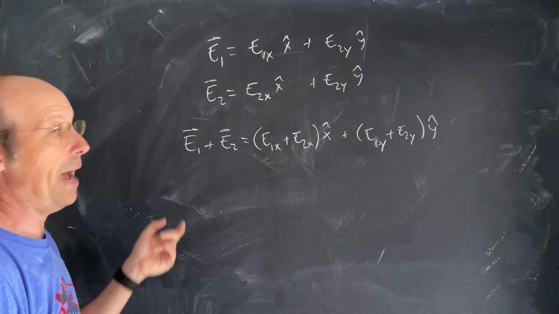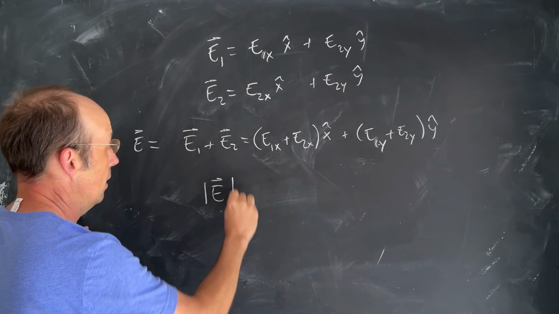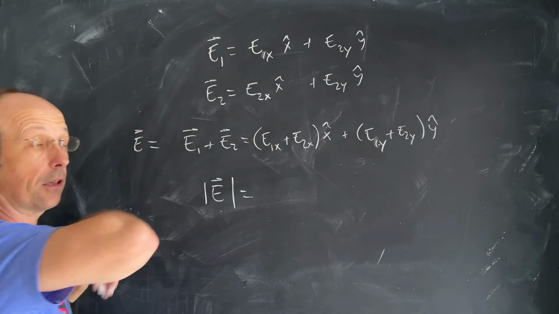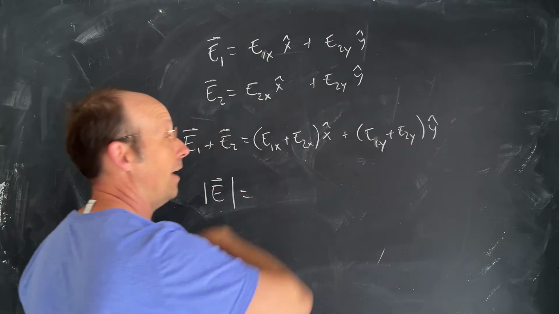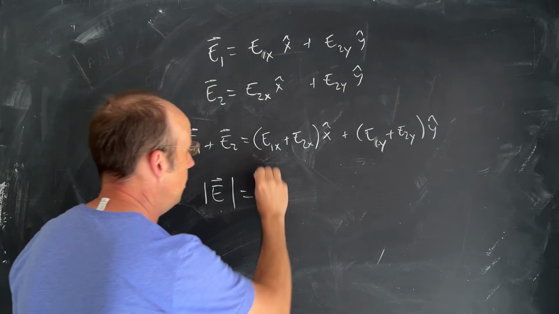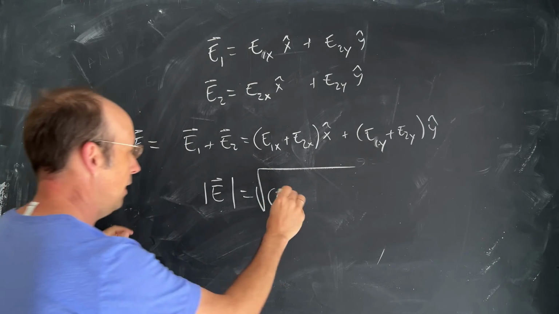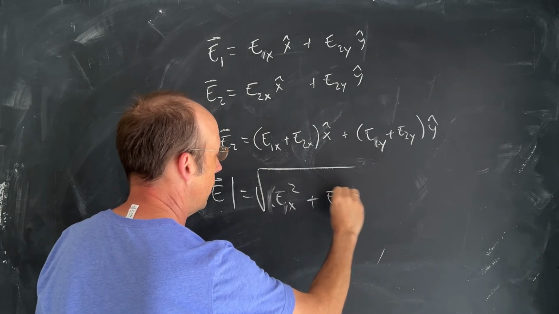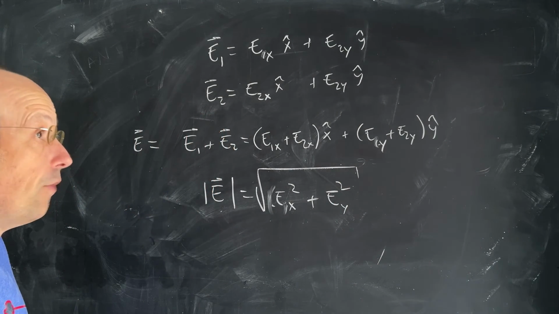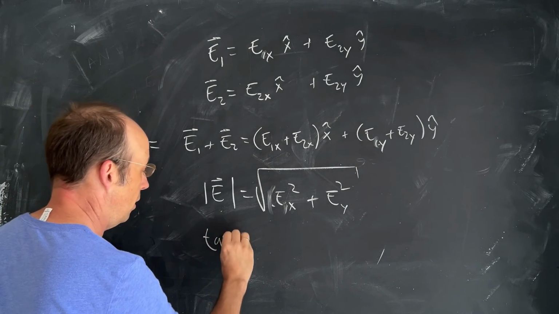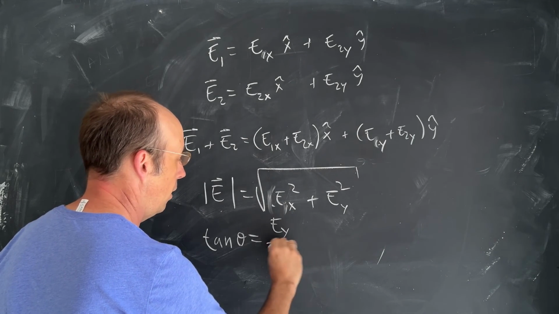Now what if I want to find the magnitude of this total vector? I'll call it just E. The magnitude of E, now that I know the components, I can go back the other way. I know the adjacent side, I know the opposite side, I can find the hypotenuse using the Pythagorean theorem. So I'll just call the total components Ex and Ey. E is the square root of Ex squared plus Ey squared. If you need to find the angle, you can say the tangent of the angle theta is opposite over adjacent, which is most likely Ey over Ex.